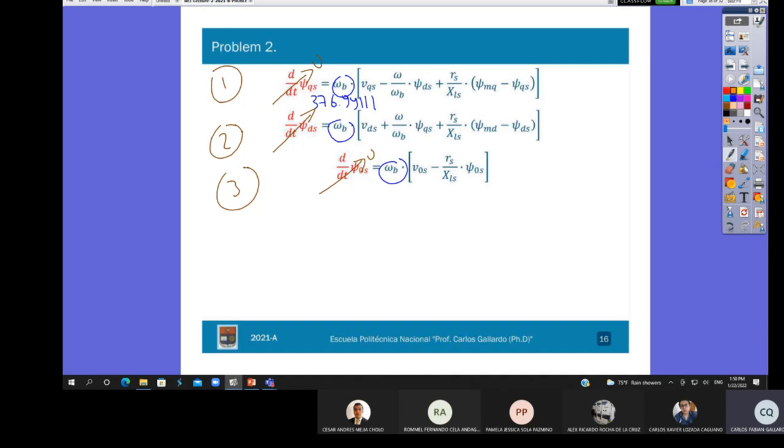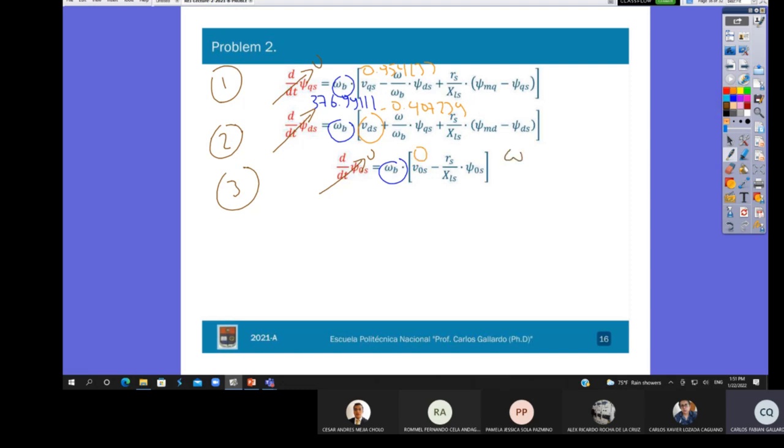Okay, so the quadrature axis voltage, we have already computed this value in per unit value: 0.954233. Okay, the direct axis voltage is negative 0.407239, and this is equal to 0.